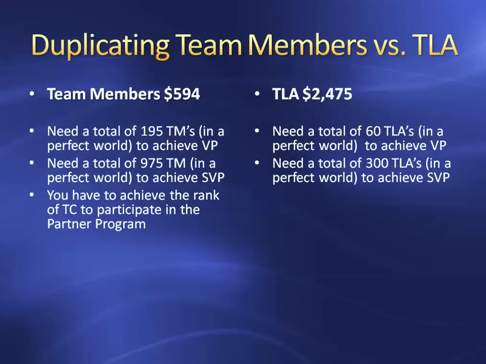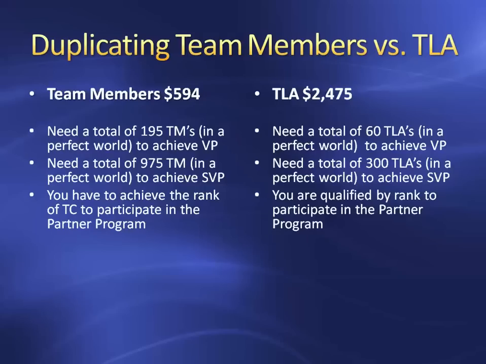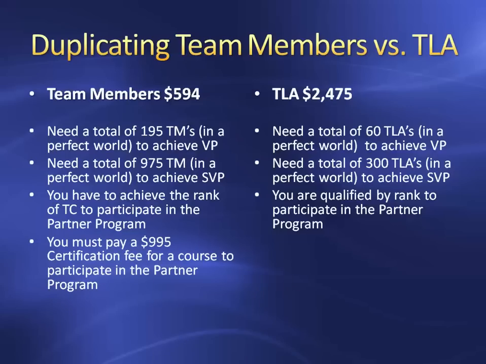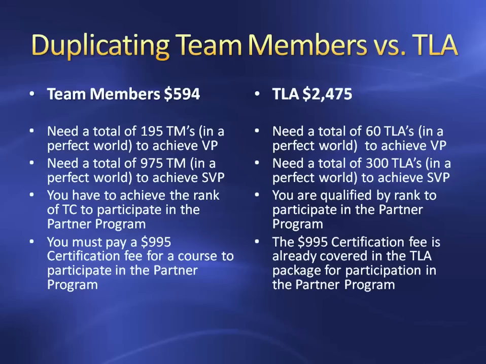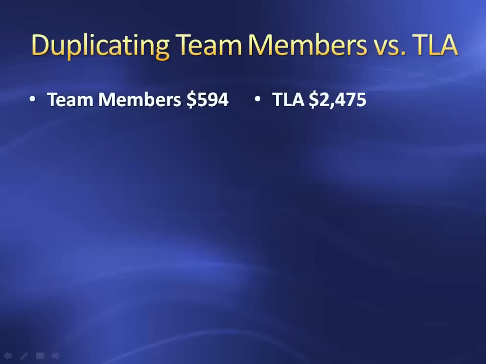Now, other advantages. You have to achieve the rank of team coordinator in order to participate in the partner program. This is where you get for-profit or non-profit organizations and businesses that hand out or sell memberships to all of their consumers or members. Now, you are qualified by rank to participate in the partner program right away if you started at TLA. No need to advance to team coordinator. As a team member, you need to pay a $995 certification fee for a course to participate in the partner program. If you came in on the TLA side, the $995 certification fee is already covered in the TLA package for participation in the partner program.